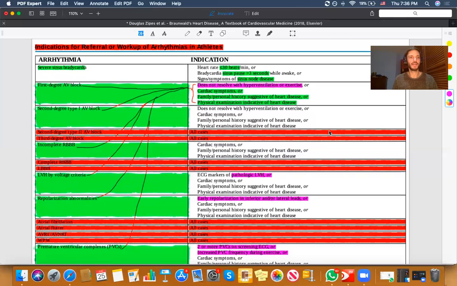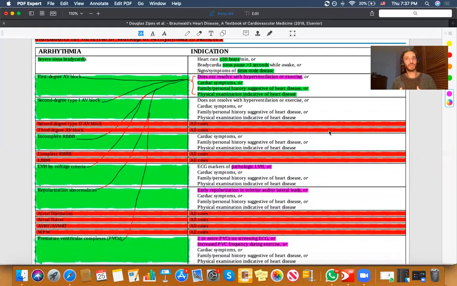If you have any of those in the color red, you don't need to ask the patient anything else. If you have this diagnosis in red, just go forward and refer all these athletes for further workup with a cardiologist. So which ones are in red? You have second degree type 2 AV block, third degree AV block, complete right bundle branch block or complete left bundle branch block, atrial fibrillation or flutter, AVRT or AVNRT, or Wolff-Parkinson-White.